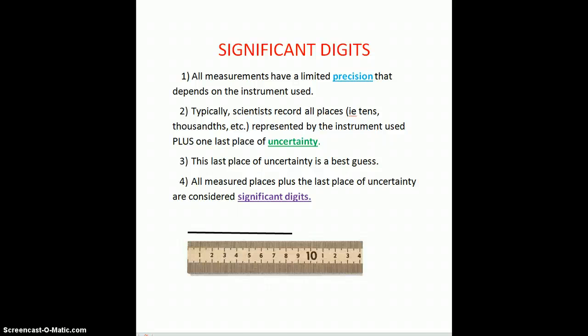Hello! This is the first of a three-part series on significant digits and how to use them in scientific measurements. Before we start, I just wanted to explain what a significant digit is. Well, basically, all measurements made by scientists have a limited precision, namely a degree to which the measurement can be made accurately, and it's usually a consequence of the tool that the scientists use.